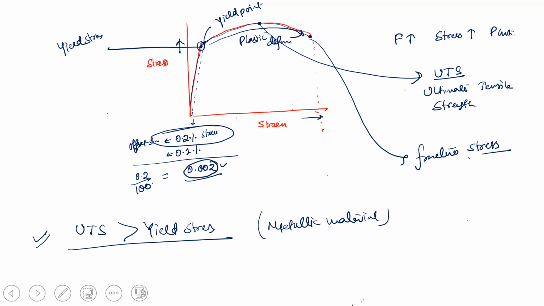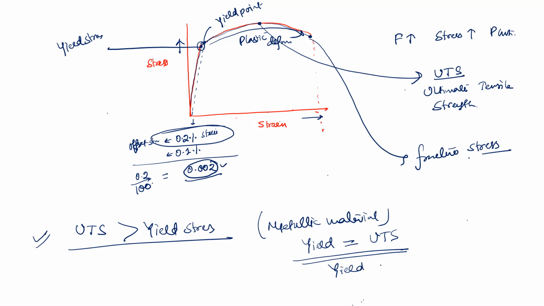But for a perfectly plastic material, yield strength can be equal to UTS. But it will never be that yield strength is greater than UTS. This will never happen, for a perfectly plastic material. So we can get yield strength equal to UTS, but there is no perfectly plastic material. That is just an assumption.